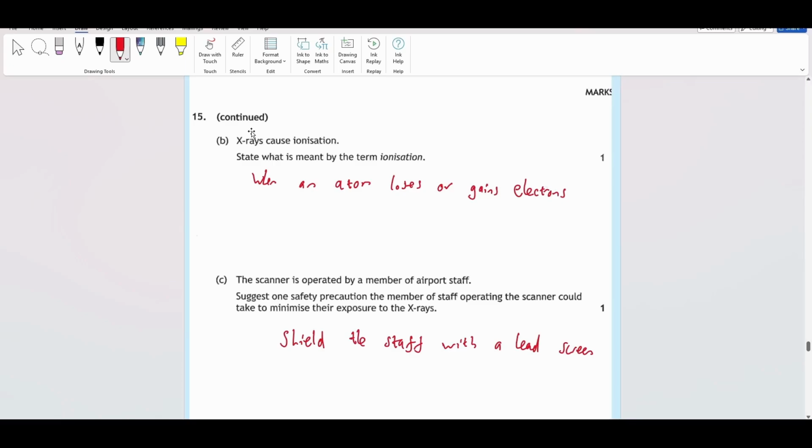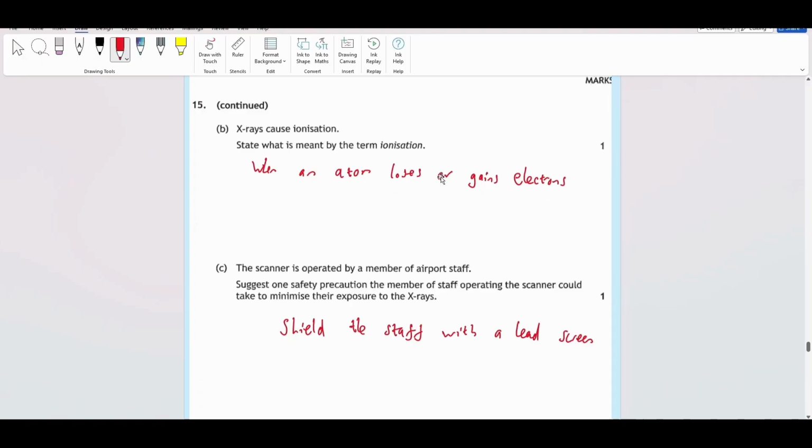So question B says state what is meant by the term ionization. And this is when an atom loses or gains electrons. You can have one of the two. So you can either say when an atom loses electrons or gains electrons or both.